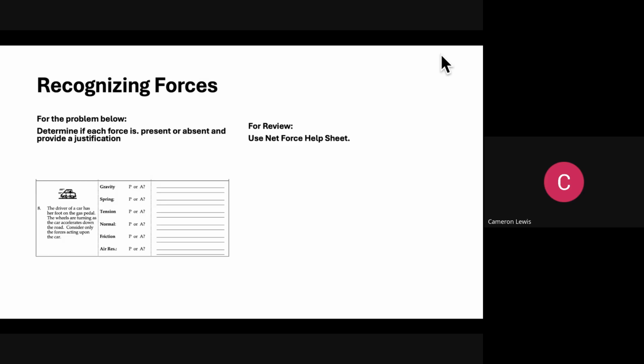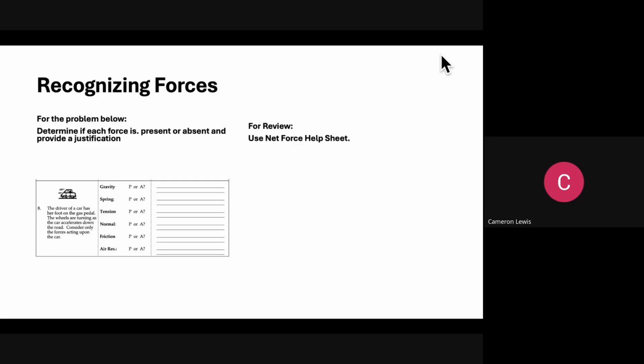I talk a lot about driving, right? So now we have a driver who has her foot on the gas pedal. The wheels are turning as the car accelerates down the road. Consider only the forces acting upon the car, right? So remember before, what are the three functions of a car that create acceleration? Brake, gas, steering wheel. There we go. So now, basically, her foot is on the gas.